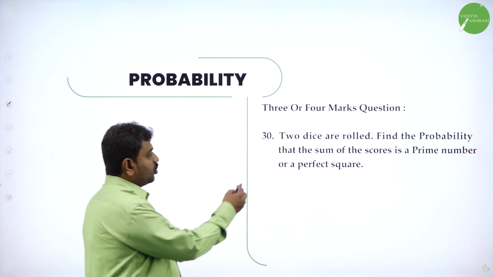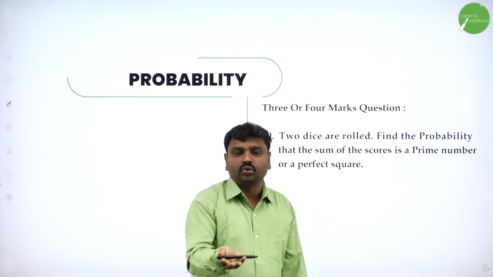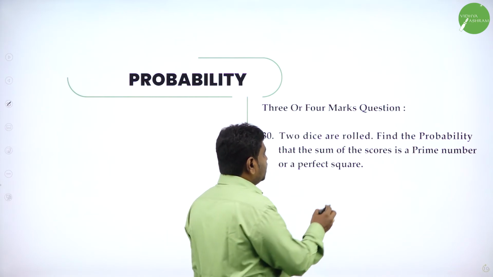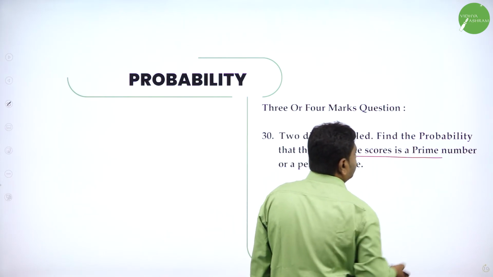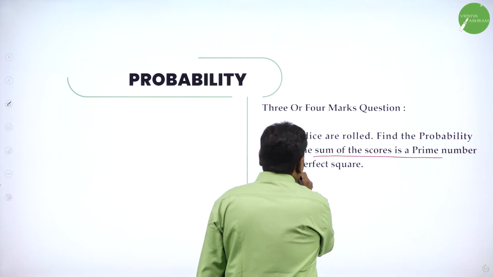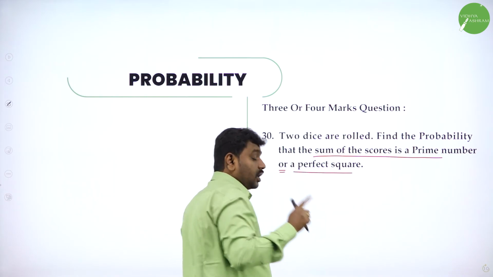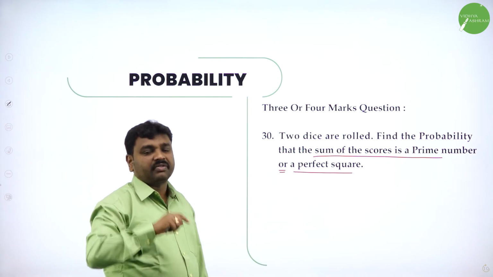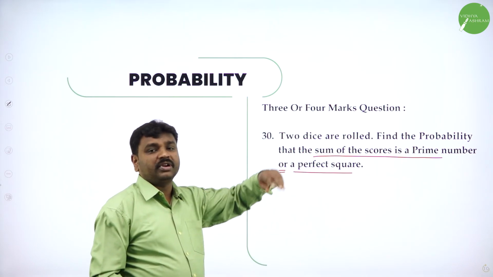Now 2 dice are rolled. You are rolling 2 dice. Find the probability that the sum of the score is a prime number, or a perfect square. You see the operation "or". Or means what? Union. So read the question, understand how many events are there.